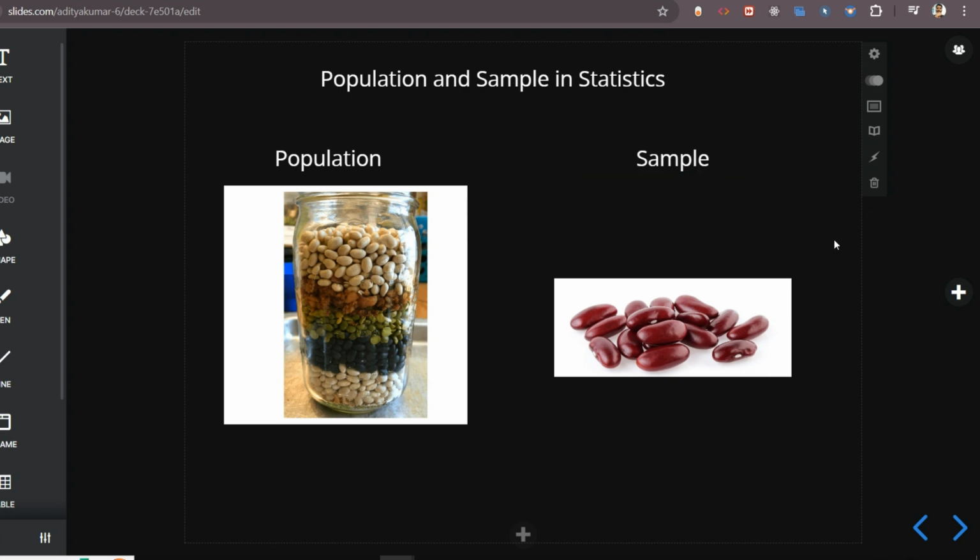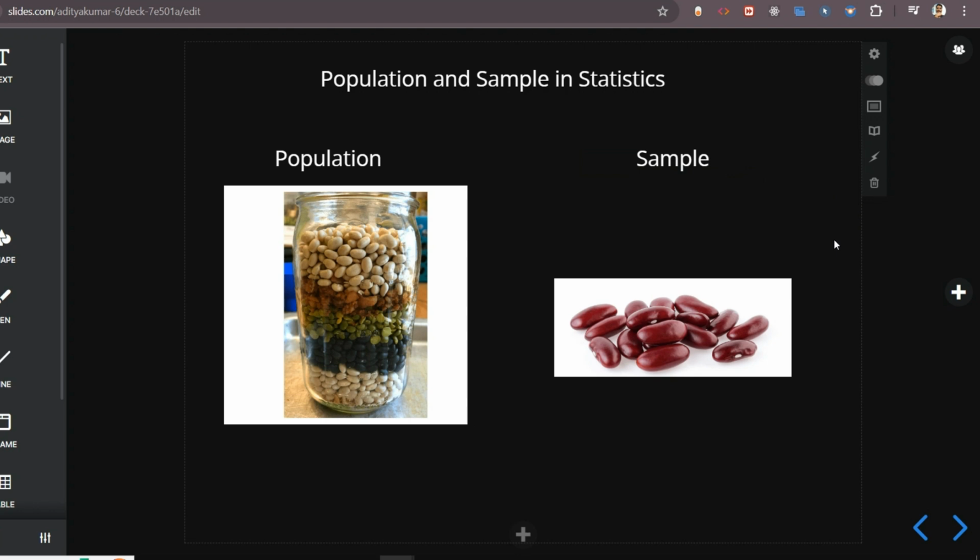Hey guys, so in this video we will try to understand what is population and sample in stats and why is it so important to understand these two concepts. So let's take an example. Let's say you went to a market to buy beans.